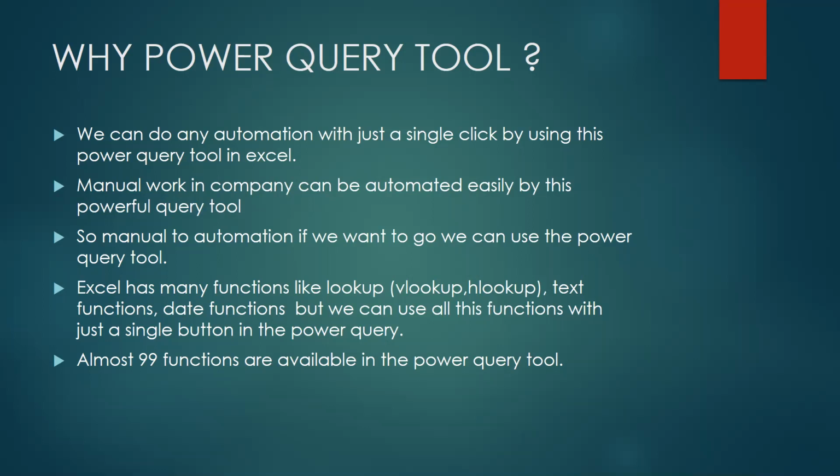And we have concluded some points here. Manual work in a company, so manual automation is really needed. Excel has many functions like lookup, VLOOKUP, HLOOKUP, text functions, date functions, but we can use all these functions with just a single button in Power Query. And this is the main thing here.